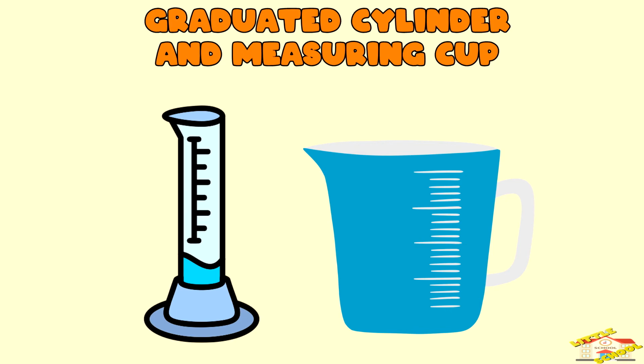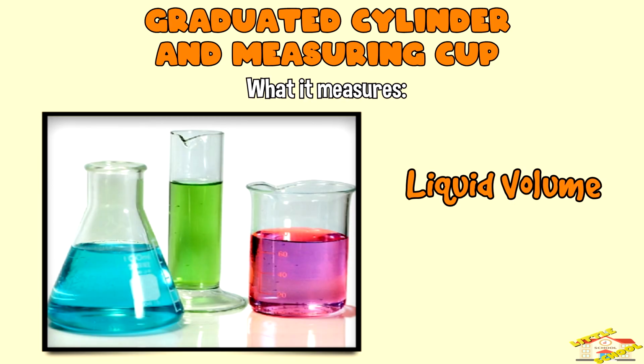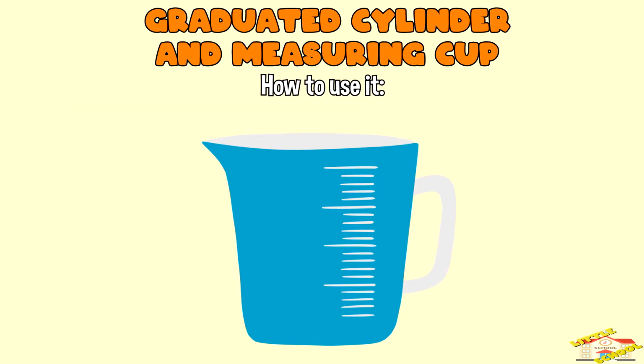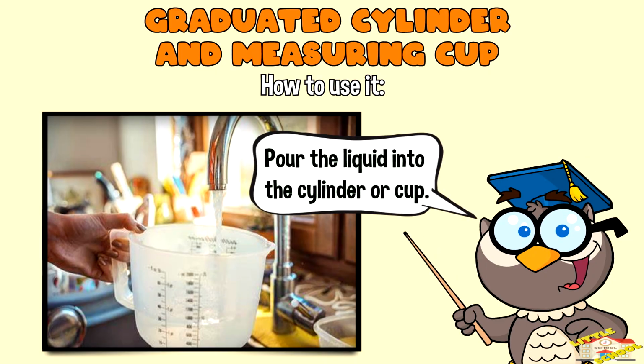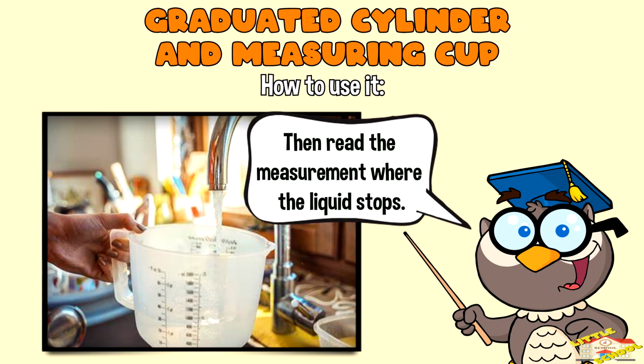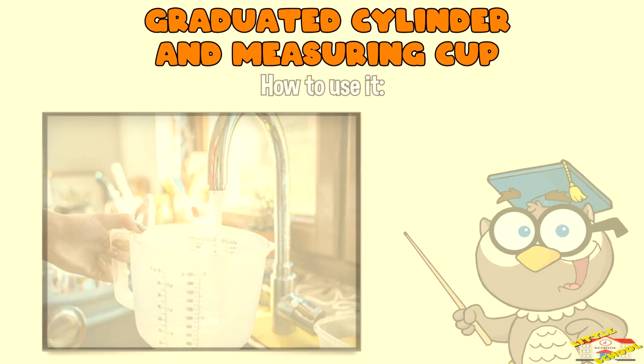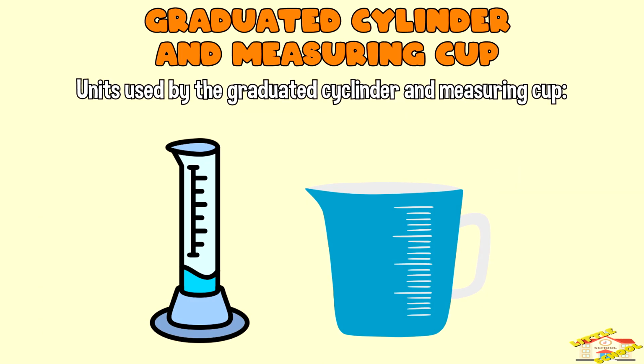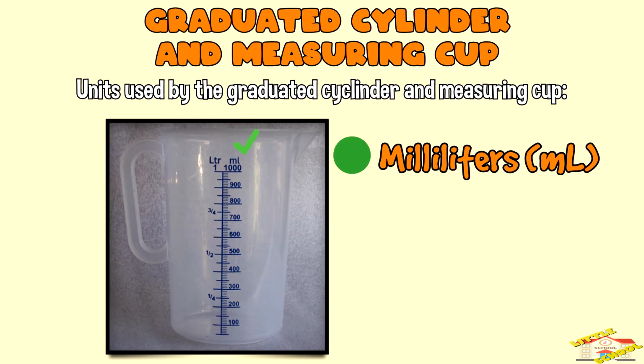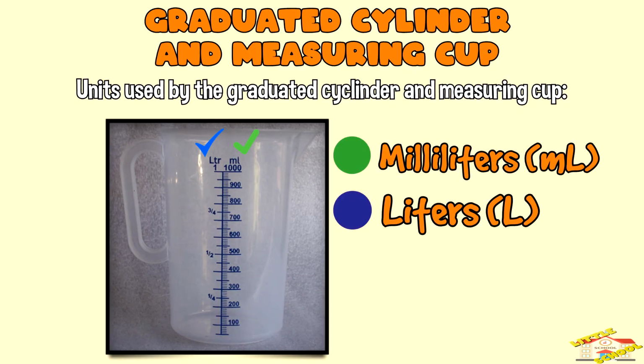Graduated cylinder and measuring cup. What it measures: liquid volume. How to use it: pour the liquid into the cylinder or cup, then read the measurement where the liquid stops. Units used by the graduated cylinder and measuring cup: milliliters and liters.